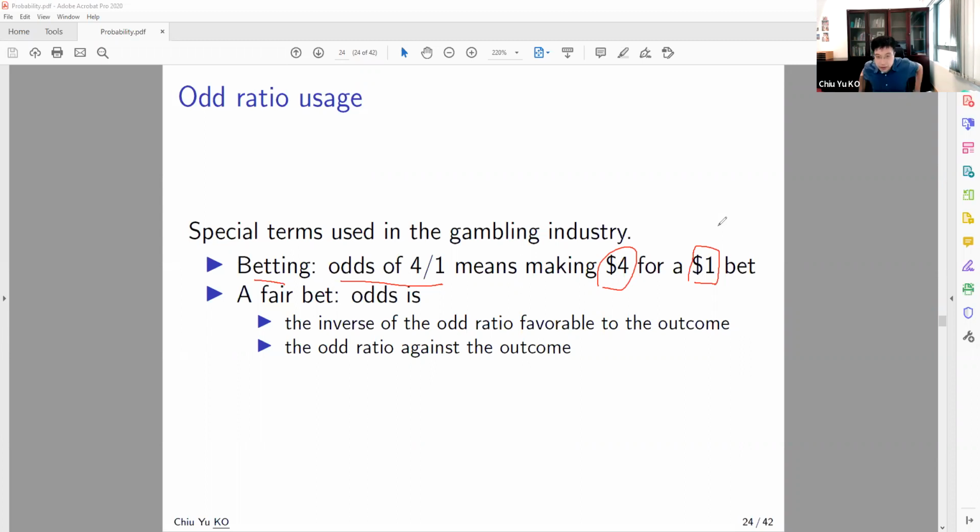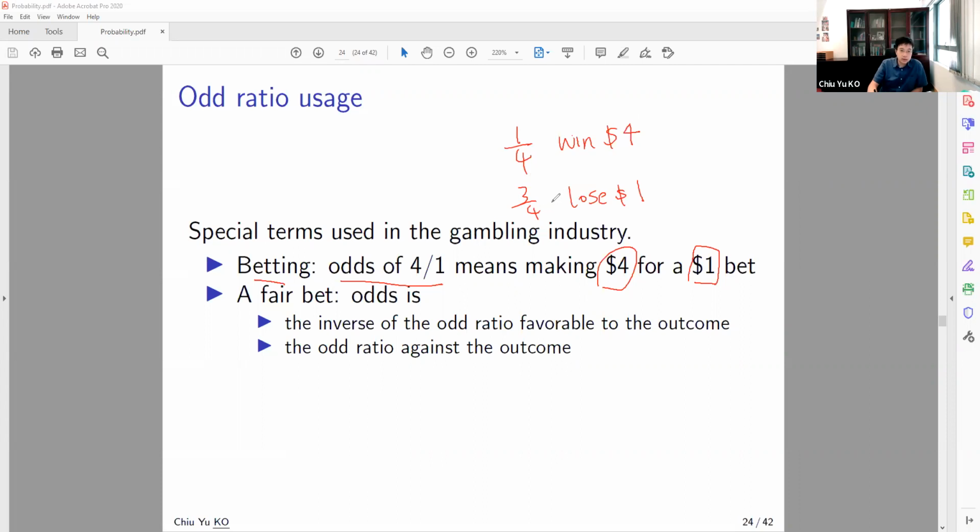So what is a fair bet, okay? A fair bet means if you bet on this, on average you are not going to make any profit or loss, okay? If you make a $1 bet and win $4, it means that you are winning 1/4 of the time and losing 3/4 of the time, okay? You win $4, of course. You lose $1, okay?